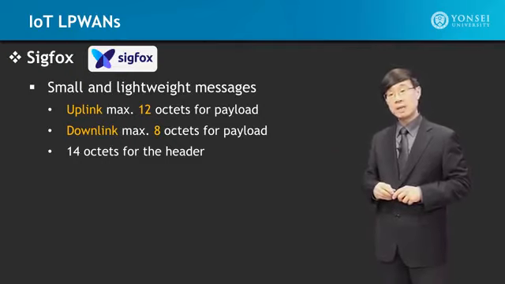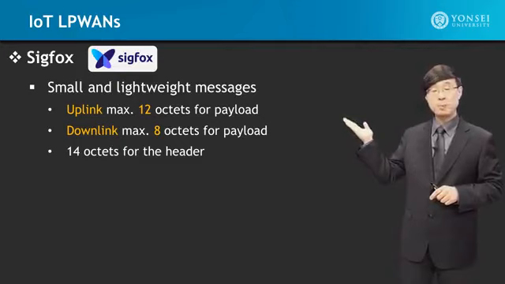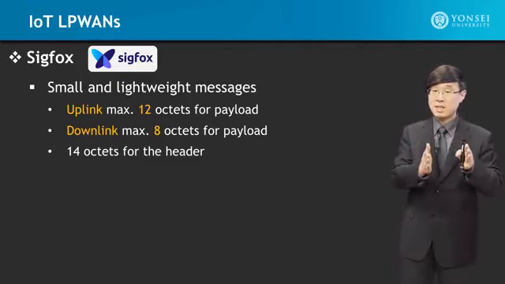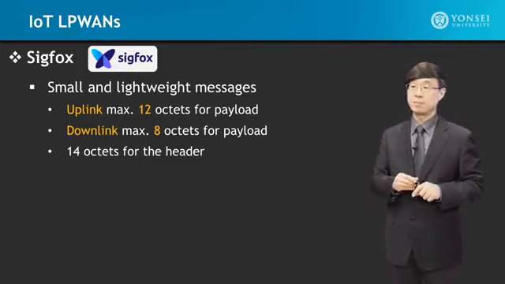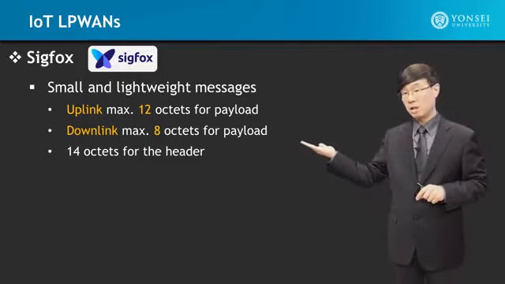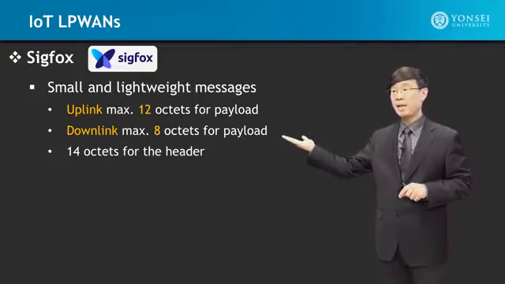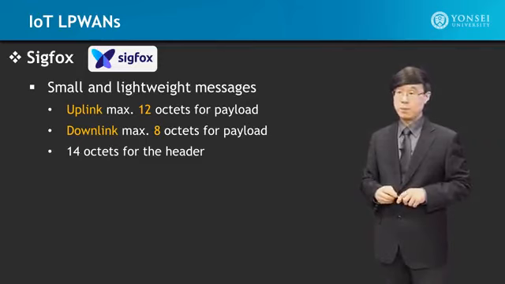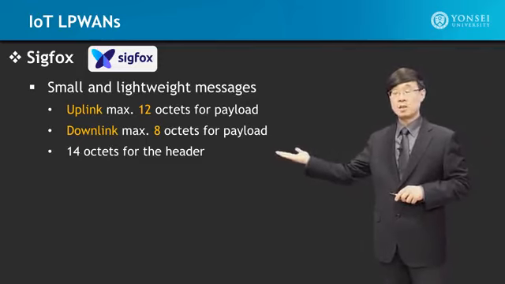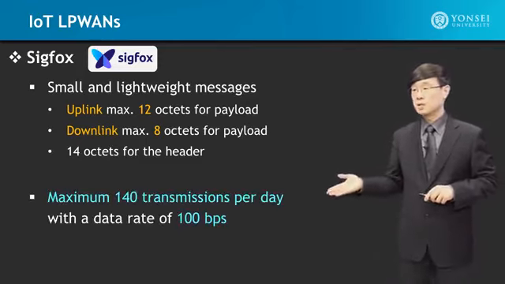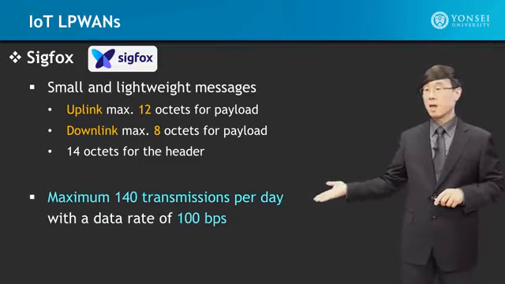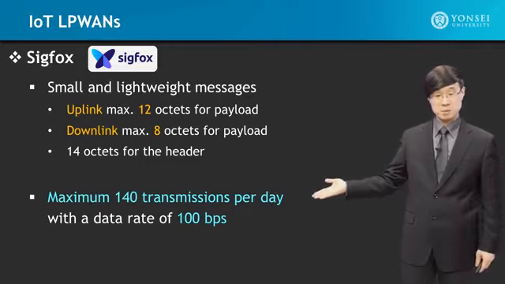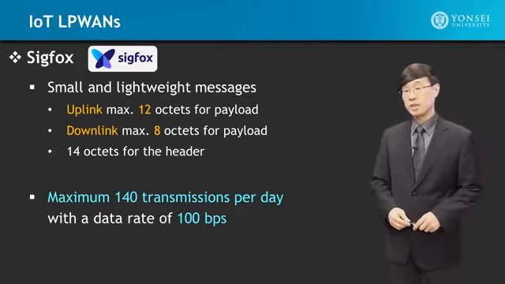What is downlink? Downlink is from the LPWAN, the Sigfox base station or access point, the master node, sending down to the sensor devices. That has an even smaller packet size, where the payload, of course, is smaller at 8 octets, 8 bytes. And it has 14 octets for the header. So looking at this, the maximum of 140 transmissions per day with a data rate of 100 bits per second is typically what the service is thought about.